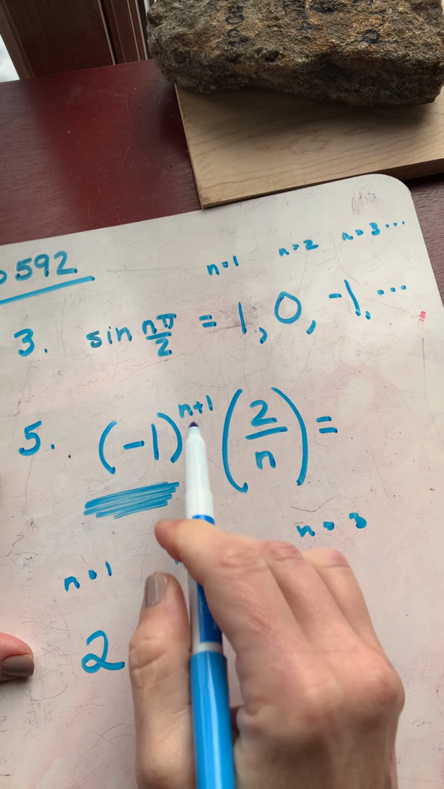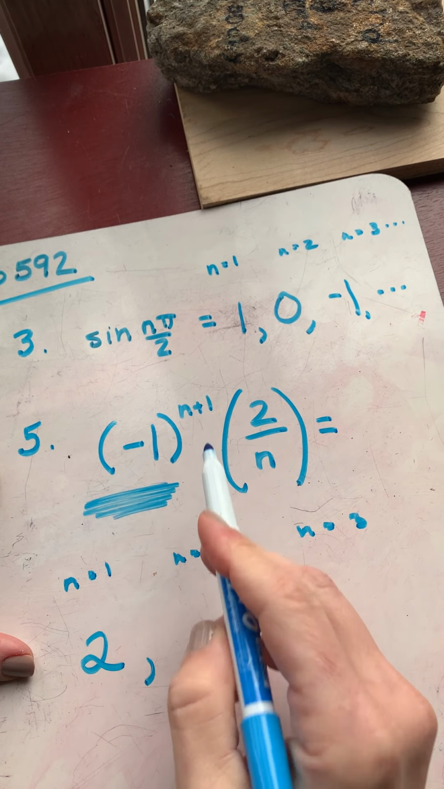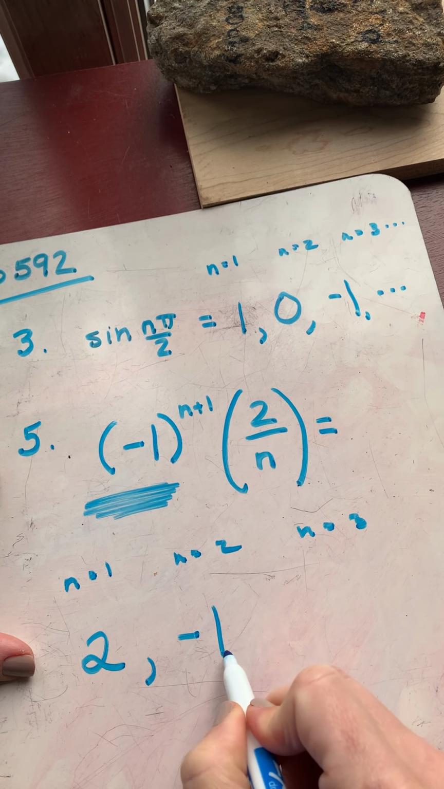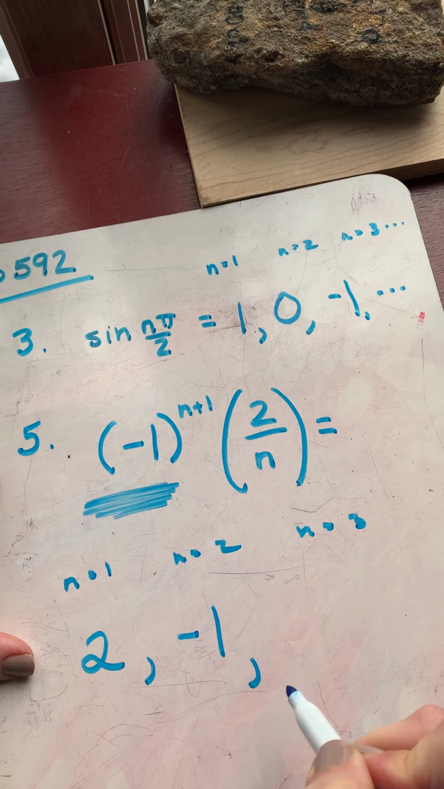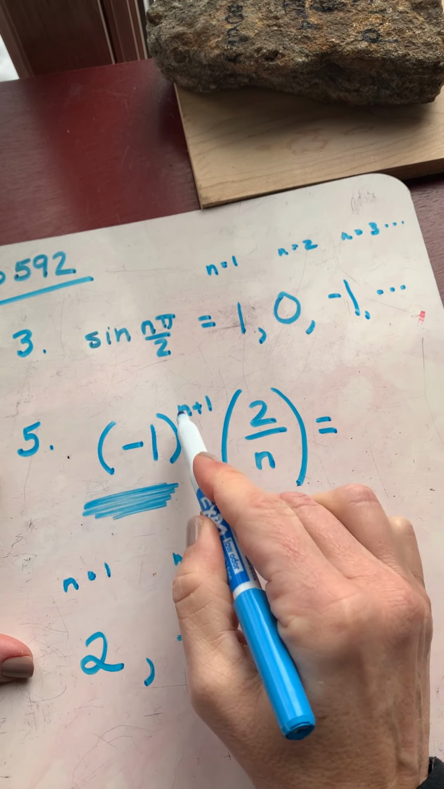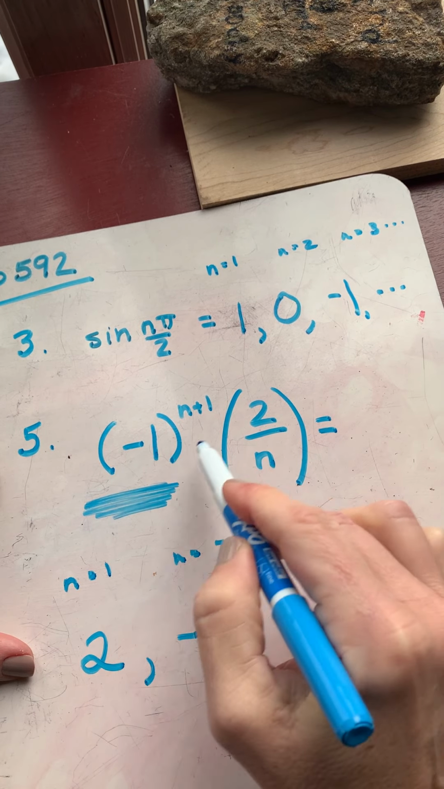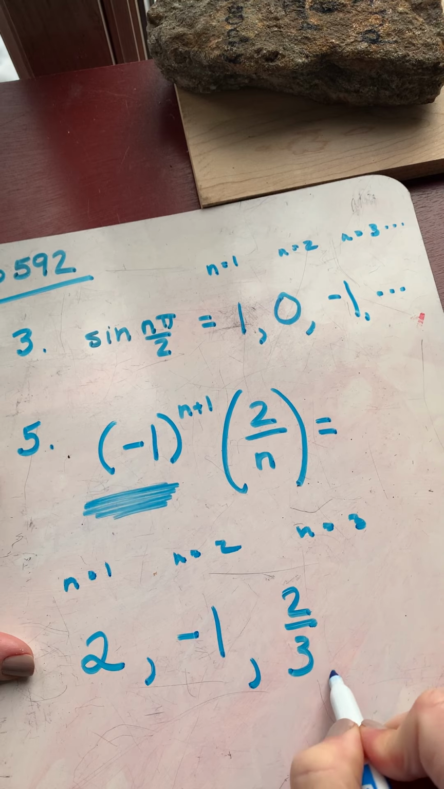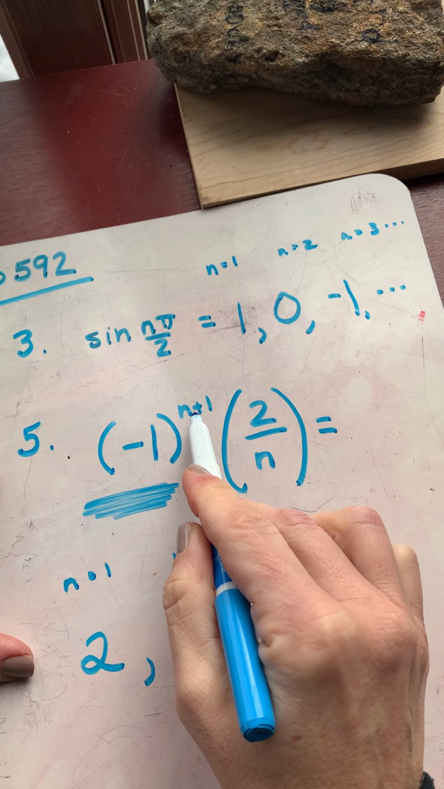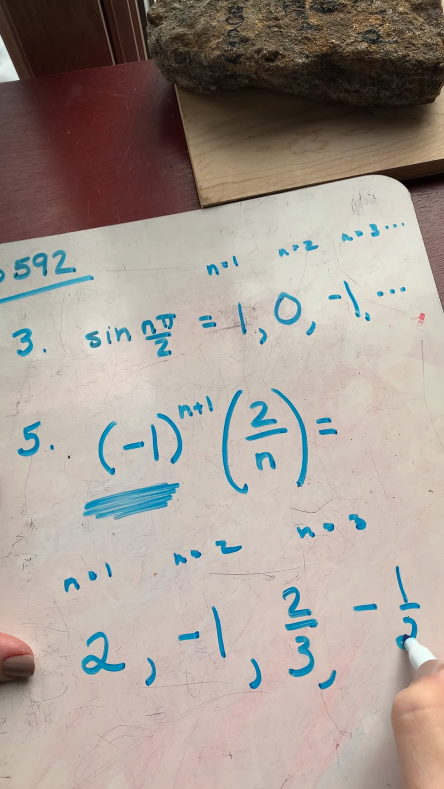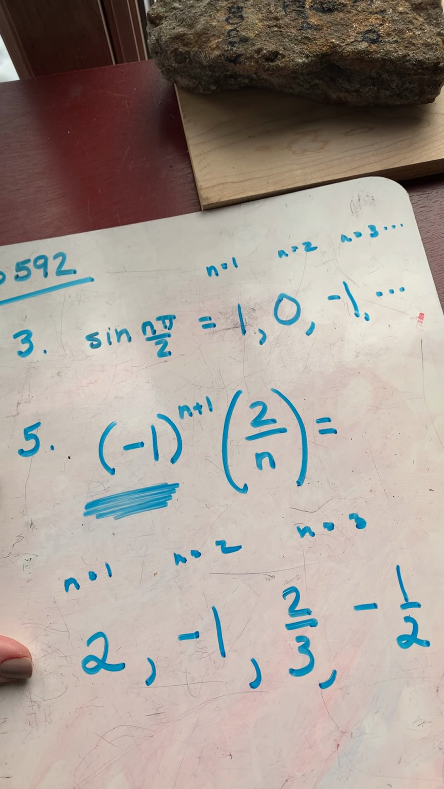Now I'm going to plug in 2. When I plug in 2 into this, I end up with a -1 times this. 2 over 2 is 1, so I end up with -1 altogether. Plug in 3. Now I have -1 to the 4th. That's an even amount of negatives, so that's positive. And then plug 3 into here, and I have 2/3. N is 4. Plug 4 in, I'm going to have negative. Plug 4 in, I'm going to have 2 over 4, so 1/2. And then the last one turned out to be 2/5.